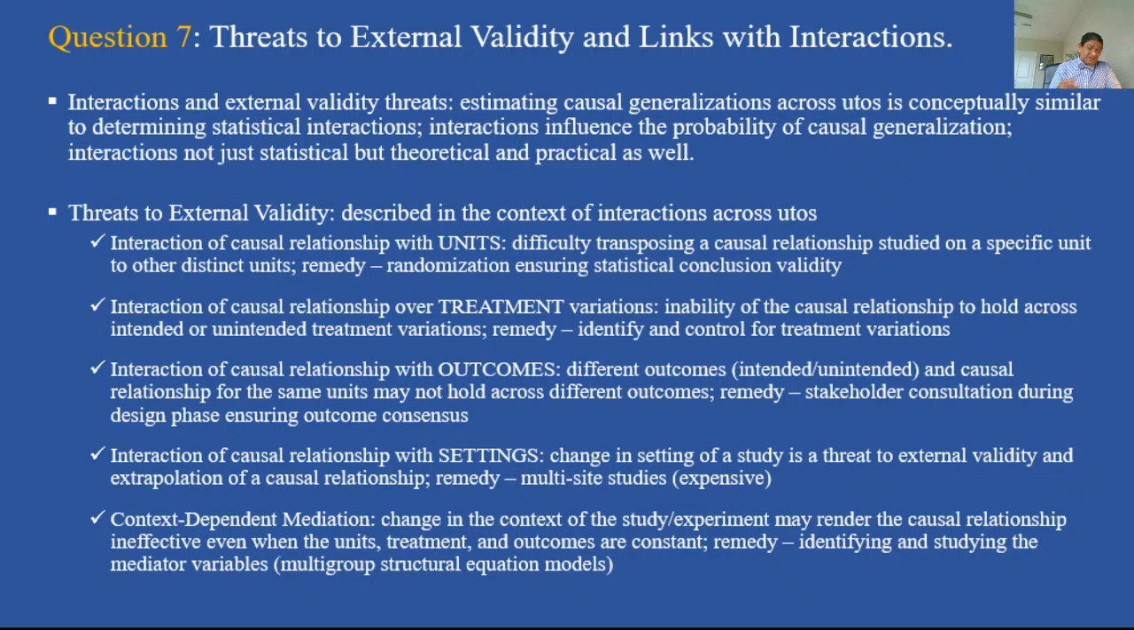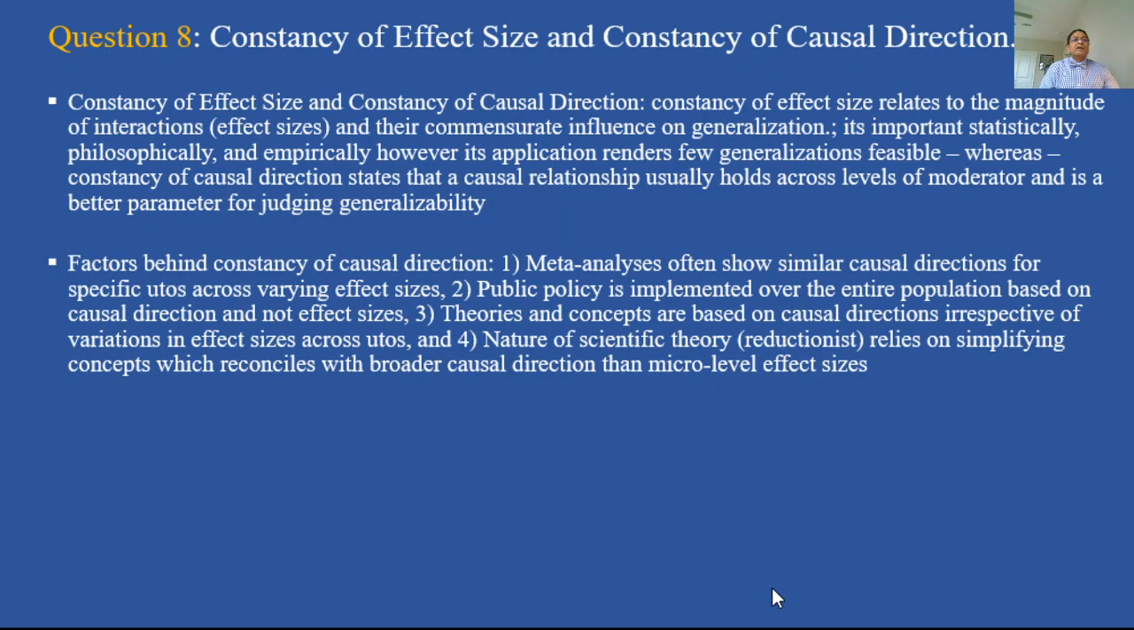So the solution is actually labor intensive. It means studying all the mediator variables across different contexts, testing their consistency by statistical methods like, say, multi-group structural equation models, and then identifying them and controlling for them. So it's pretty labor intensive. So these are the five threats to external validity from the lens of interactions. Let's move on to the next topic.